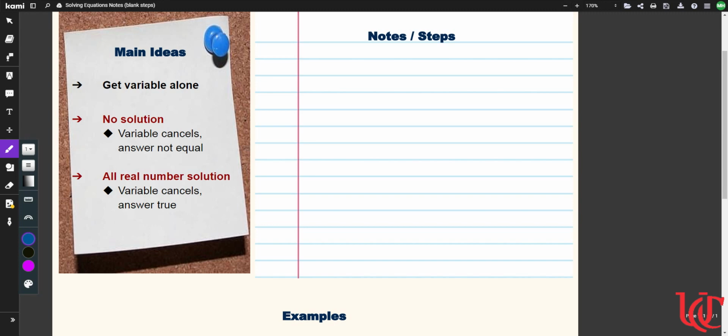All right, so our main ideas. This is our goal: to get the variable alone. These are special cases. Special cases happen when your variable cancels out, so you end up with no variables. If you end up with something that's not true, like 5 equals 8, then you have no solution. If all of your variables cancel out and you end up with something that's true, like x equals x or 0 equals 0, then your answer is all real numbers are solutions.